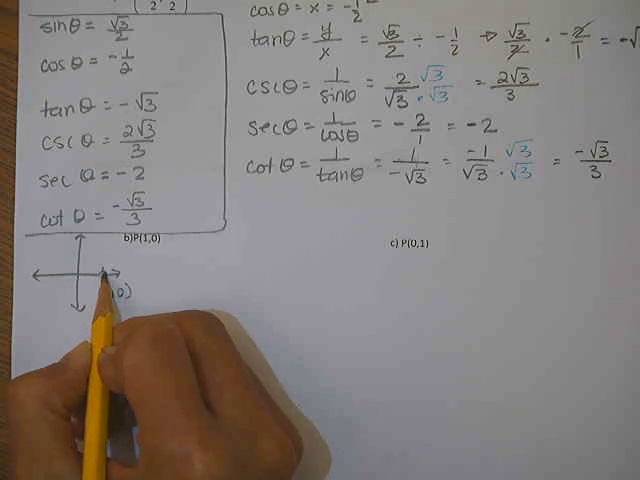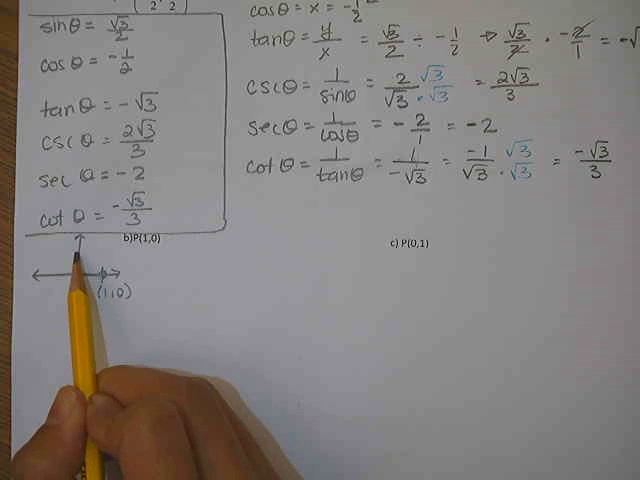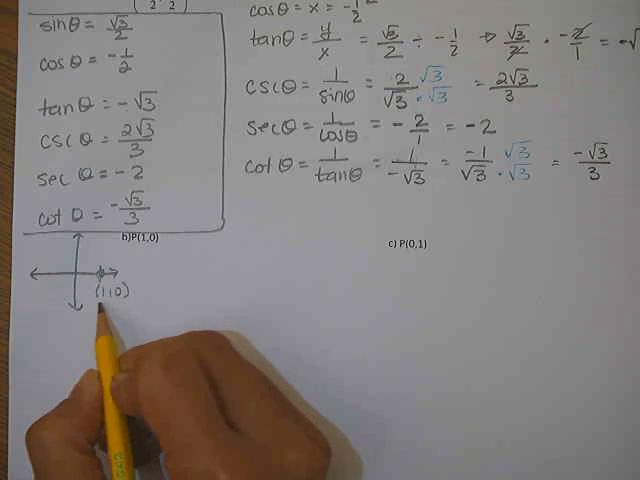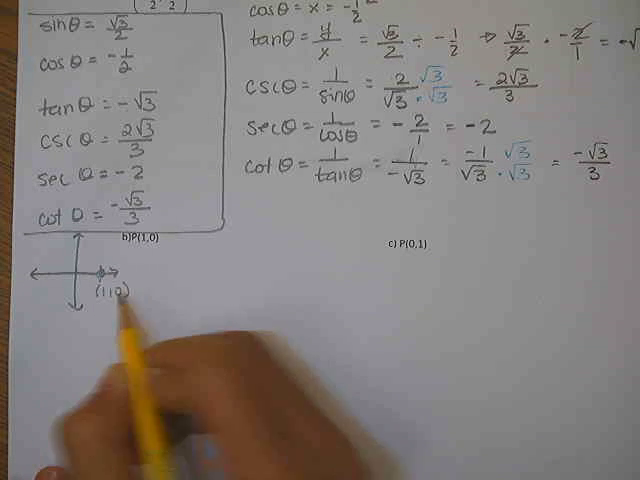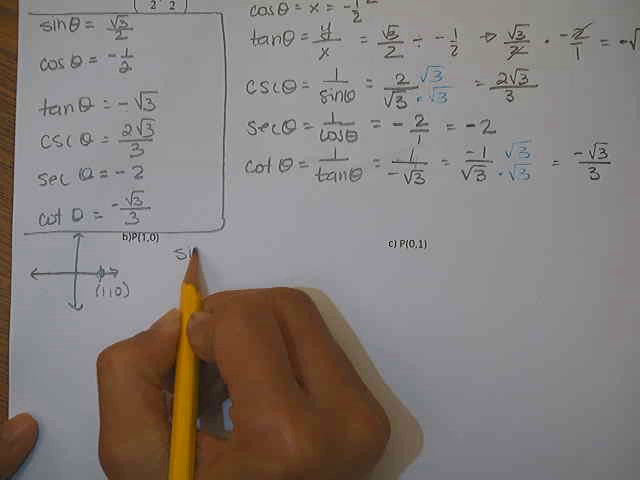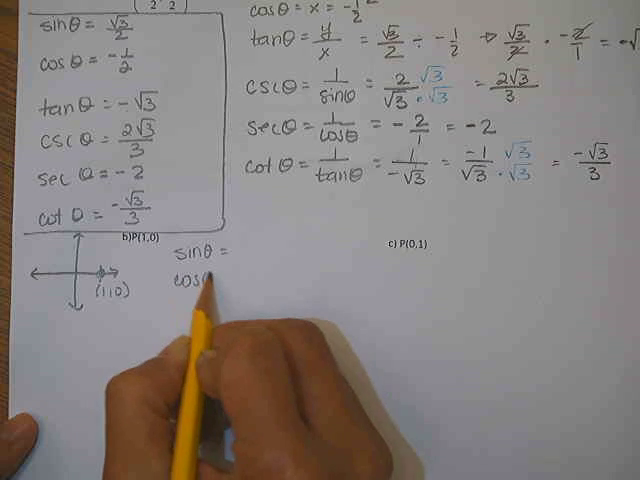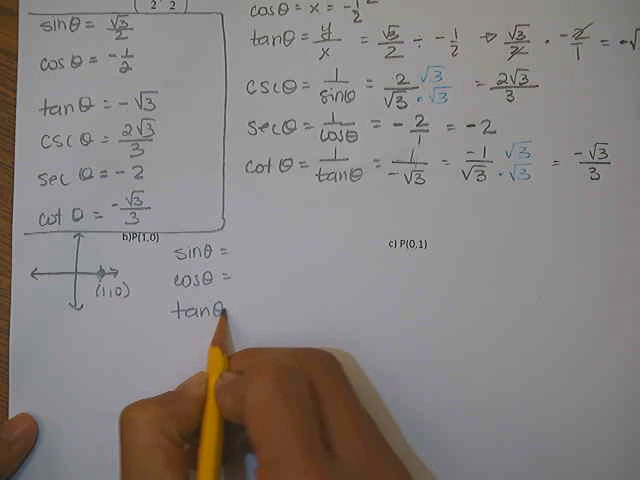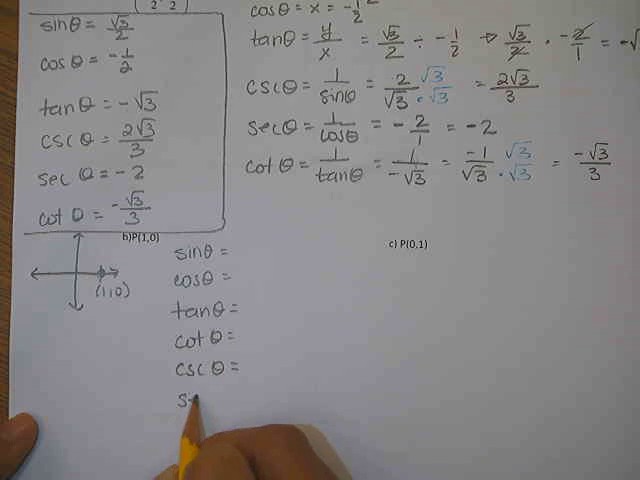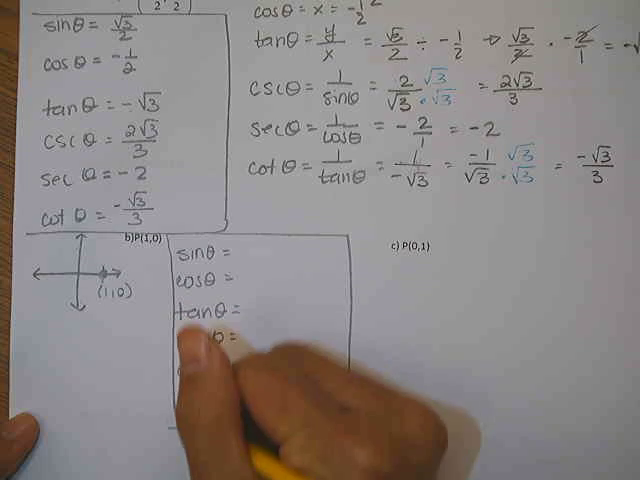This is called a quadrant angle, right? A quadrant angle means that it doesn't belong in any of these 4 quadrants. It's on the x-axis or y-axis. If you look at this, I already know what x is and I already know what y is. So to find my 6 trig functions, I'm going to write my box here: sine of theta equals, cosine of theta equals, tangent of theta equals, cotangent of theta equals, cosecant of theta equals, and secant of theta equals. Let's box it up. This is where I'm going to write my final answer, so it's going to be neat, okay?